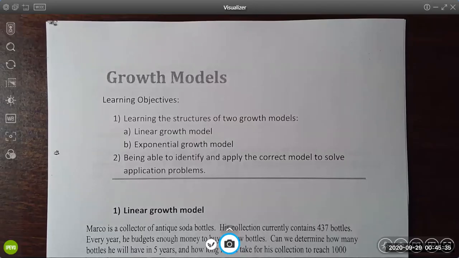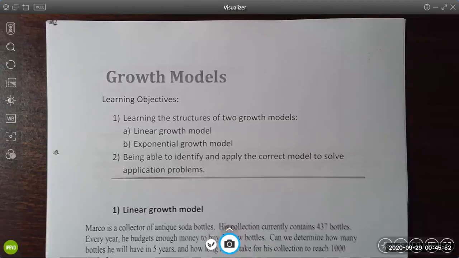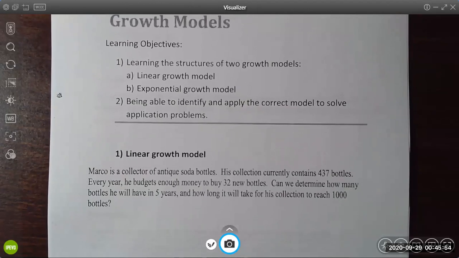So we have two objectives. First, we want to learn the structure of these growth models. After we understand that, we want to apply it, being able to identify and then apply the correct model to solve application problems. So the first one, linear growth model. We are going to develop this model from a specific example.